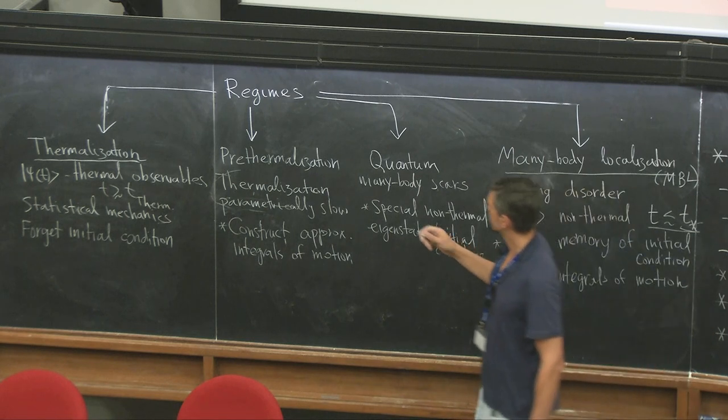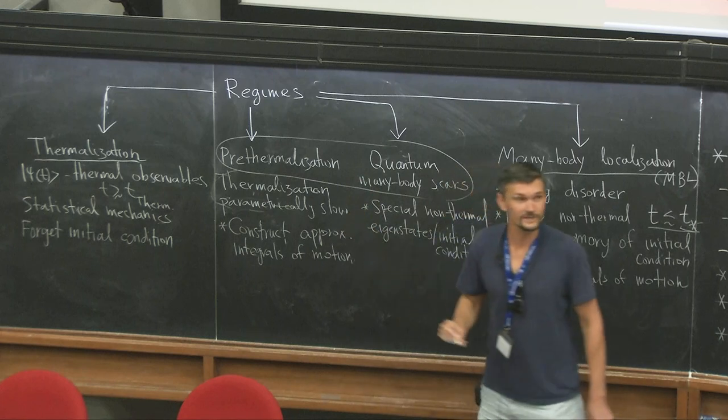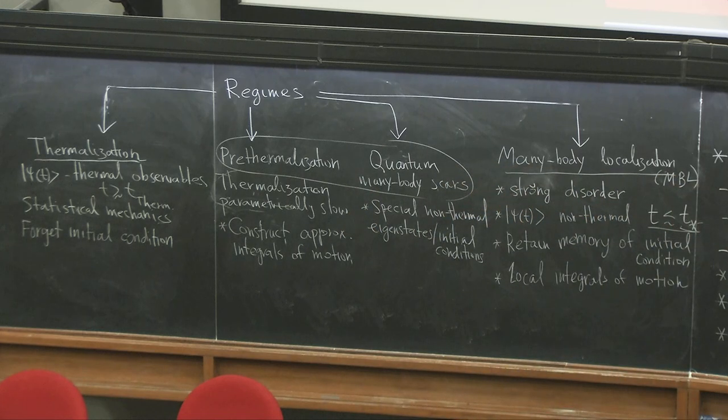To me, it's some combination of these two. Of course, Hilbert space fragmentation is something special, right? But then if you think about the stability of that to perturbations, I think you get pretty quickly to prethermalization. And in fact, this connection was made a little bit in some papers. So, okay, any other questions?